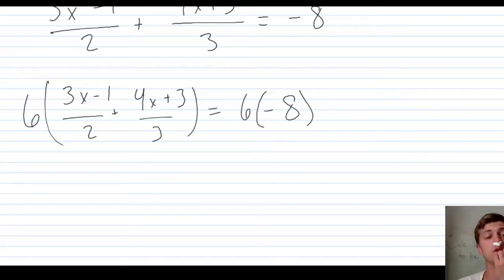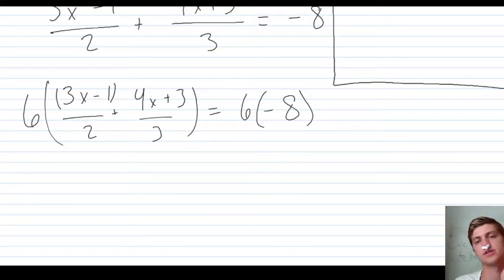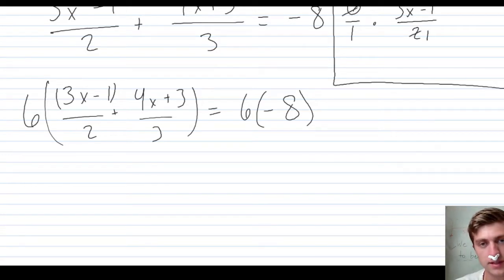Remember how we can treat our numerators and denominators as if they're parentheses too. That's going to come into play right here. Let's do a little magnification. Right now we have 6 over 1 times 3x minus 1 over 2. So 6 and 2 both have a 2 in common. This becomes 1, this becomes 3. And now we're left with 3 times 3x minus 1.